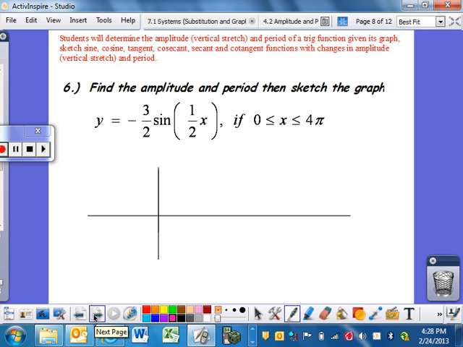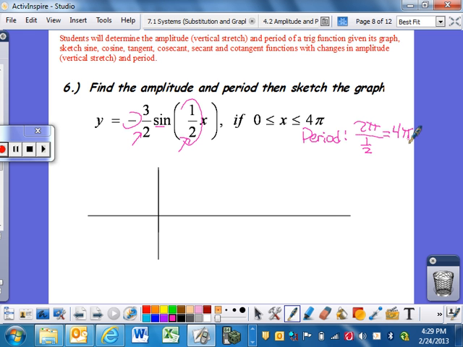Now I'm going to throw a whole bunch at you where a lot of things change. Okay. To do this one, I have multiple problems. My period changes and my amplitude changes in a big way because there's also a negative. Let's focus on the period part. To find your new period, my trig function is sine, so I know that it's 2 pi divided by my b value, in this case 1/2. If I divide it by 1/2, I got to flip the fraction. My period is now 4 pi.